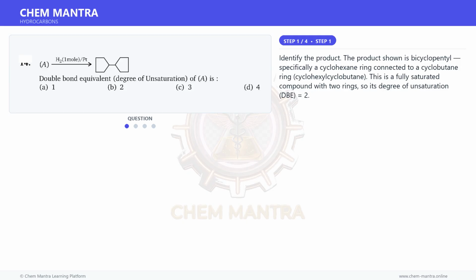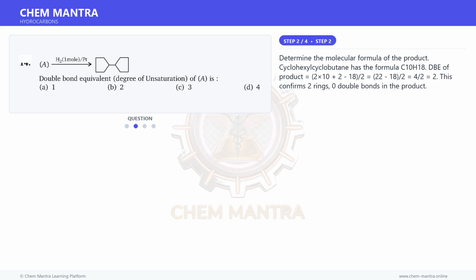This is a fully saturated compound with 2 rings, so its degree of unsaturation, dB, is equal to 2. Moving on to the next step. Determine the molecular formula of the product. Cyclohexylbutane has the formula C10H18.